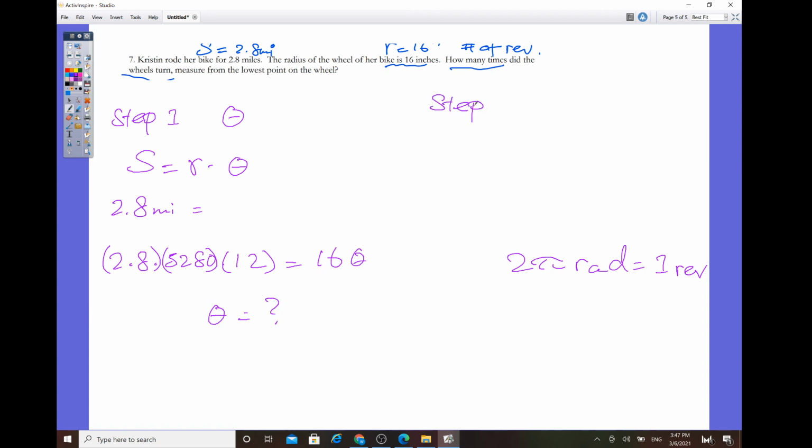Once we solve for theta, guess what? Step 2, find the number of revolutions. The way to do it is to divide theta by 2 pi. So this one is a simple test, but we've got to be careful with the unit conversion. If you find the units don't match, that means we need to convert to the same unit.